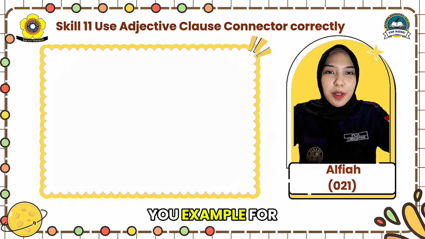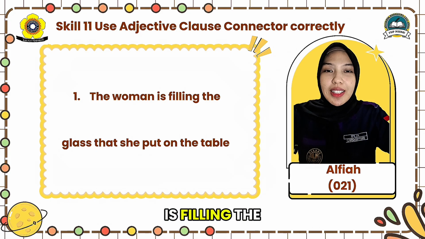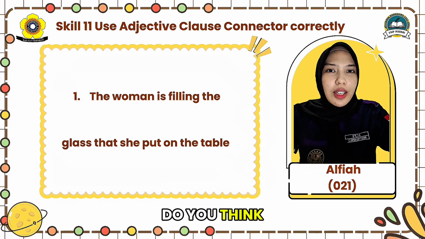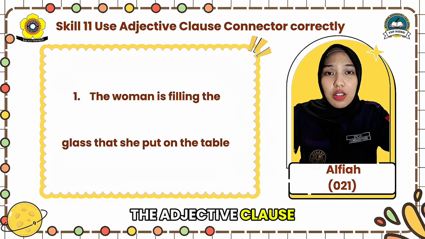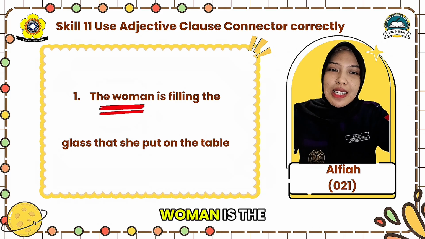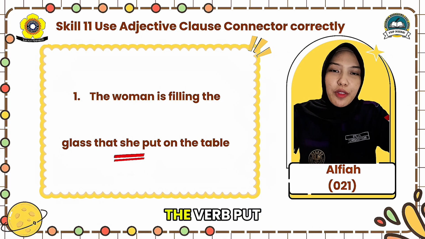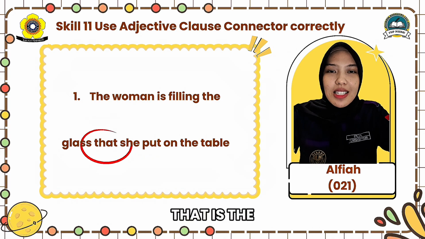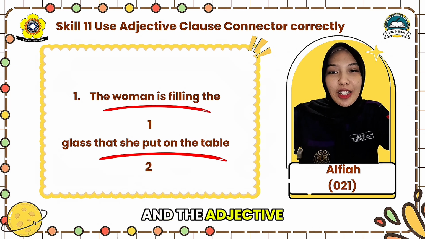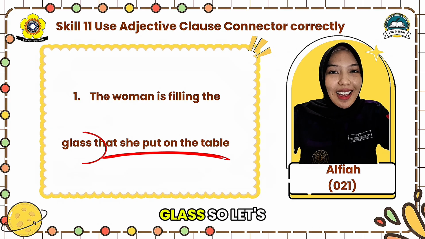I will give you an example for adjective clause connectors. First, the woman is filling the glass that she put on the table. So guys, what do you think? Which one is the adjective clause? In the first example, there are two clauses. Woman is the subject of the verb is filling, and she is the subject of the verb put. That is the adjective clause connector that joins these two clauses. And the adjective clause that she put on the table describes the noun glass.